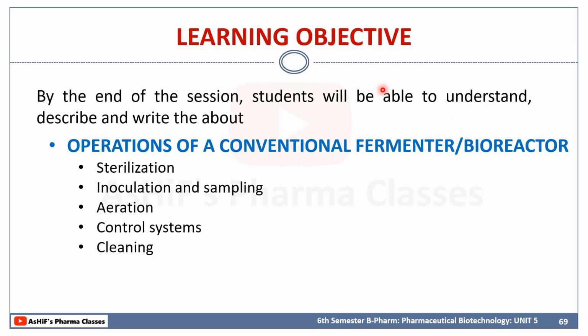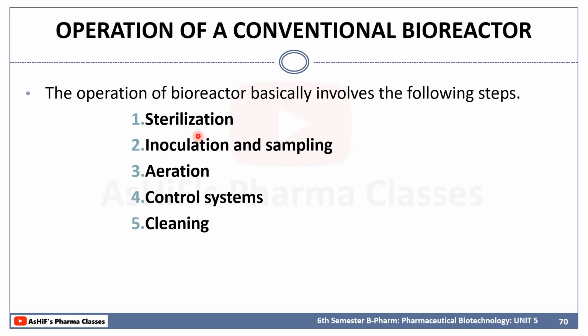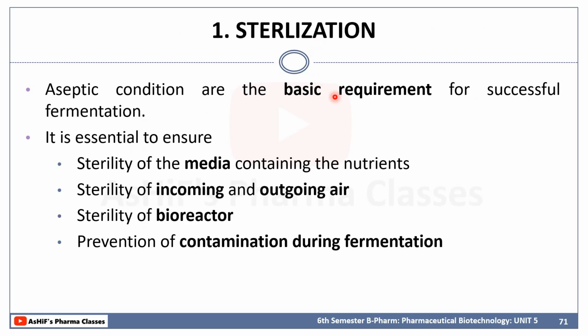So this is the learning objective. After the session you will be able to understand and describe the different operations of conventional fermenters like sterilization, inoculation and sampling, aeration and control systems, and cleaning. So these are the different operations of a conventional fermenter. Let's see one by one. First one is sterilization. In order to produce any kind of things for pharmaceutical purposes, it is very mandatory to keep it sterile.